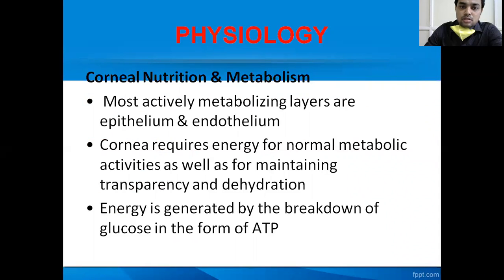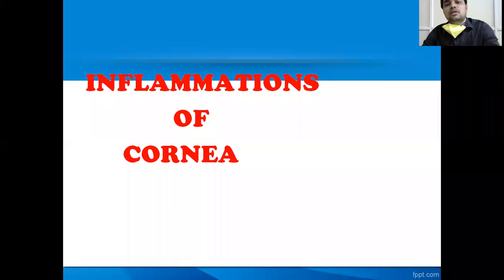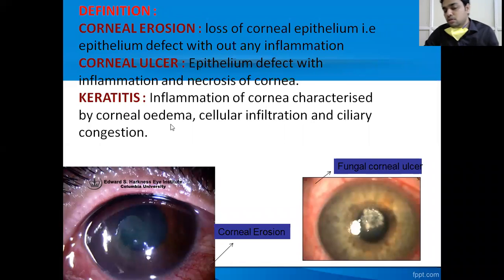So that was physiology, corneal transparency and functions. So coming to the pathologies of the cornea, first I will deal with the inflammations of the cornea. In the inflammations of the cornea, first you should know the definitions of different terms.